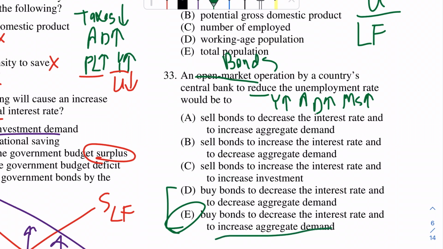Increase the aggregate demand. So 33 is E because we're trying to reduce unemployment with having more output by having more aggregate demand. And how can we do that? More money.